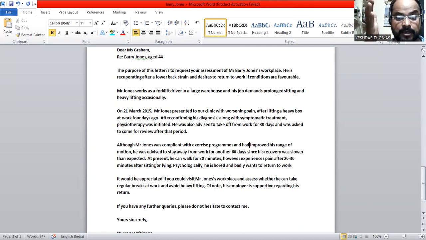Right now, what is his mental condition? Psychologically, he's bored and badly wants to return to work. So he's worried of his employment. He's bored, he's disgusted, he's discouraged, he's depressed. So he needs to return to work. So psychologically also, he's not good. He's not in a good condition. He's not in a good physical condition, as well as not in a psychologically good state.